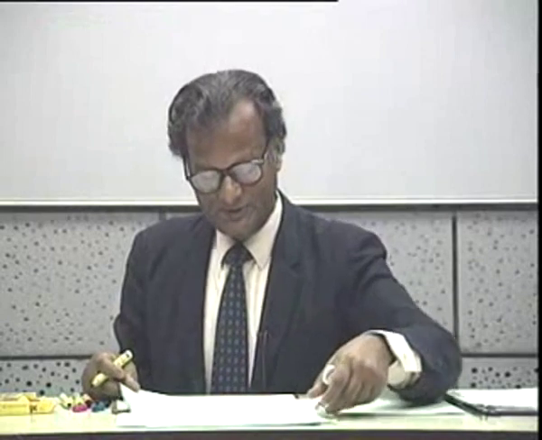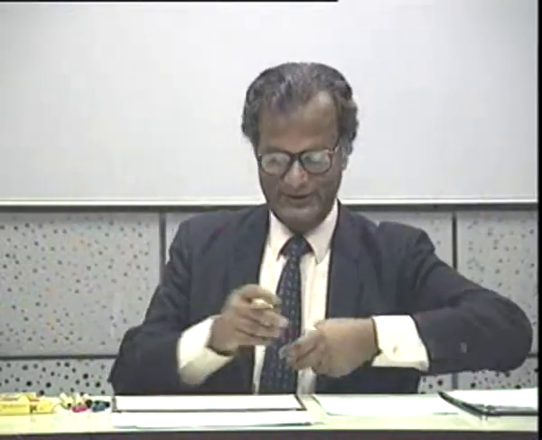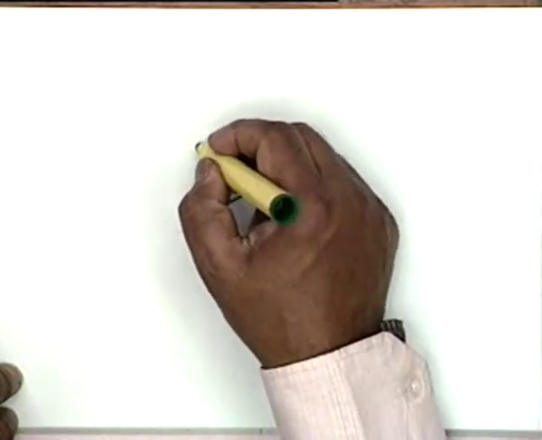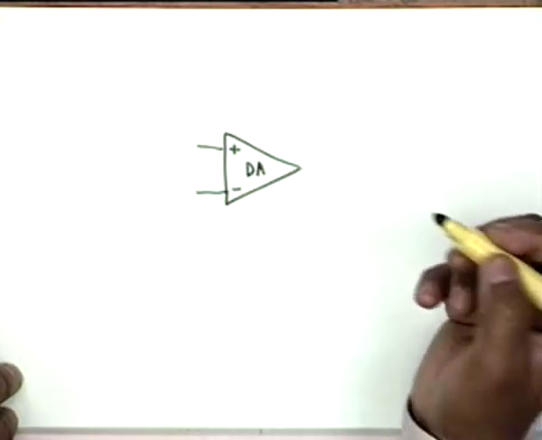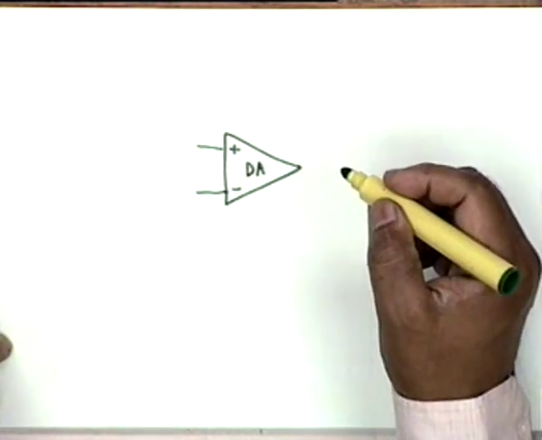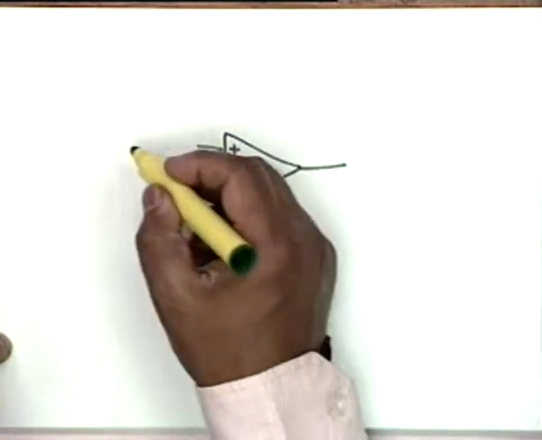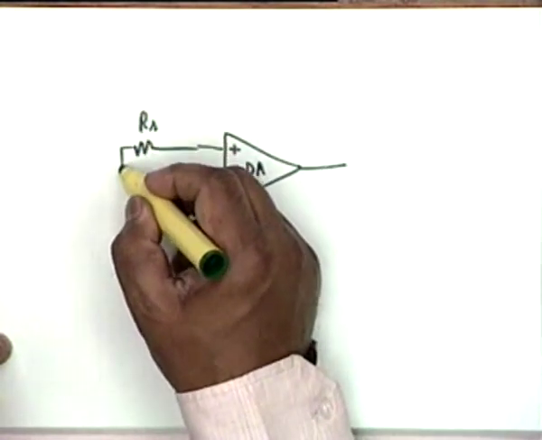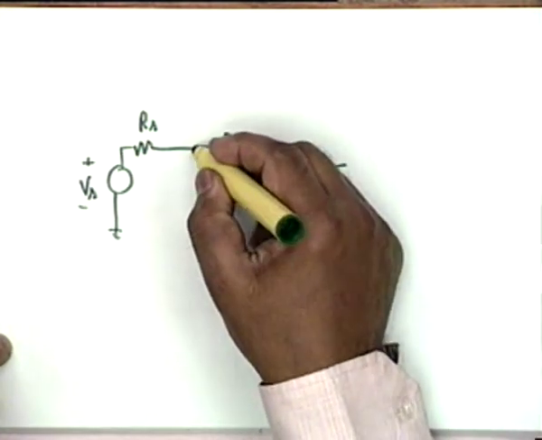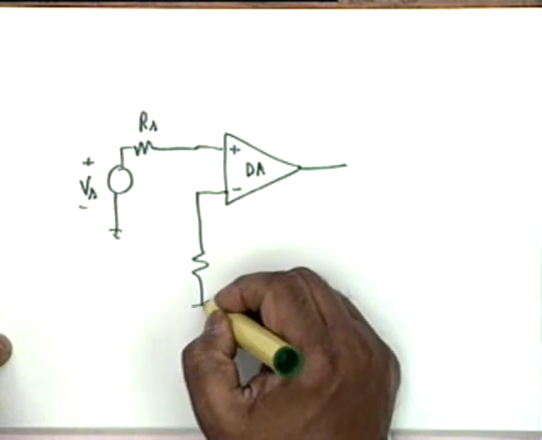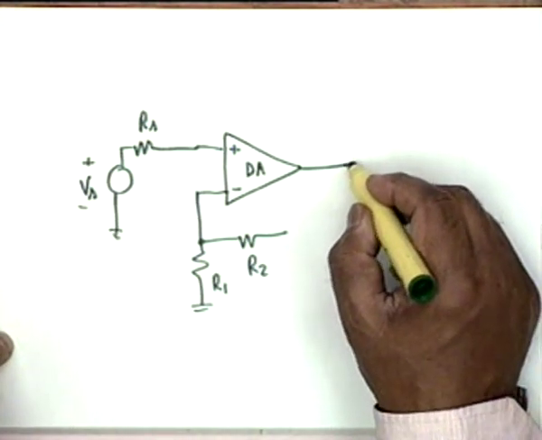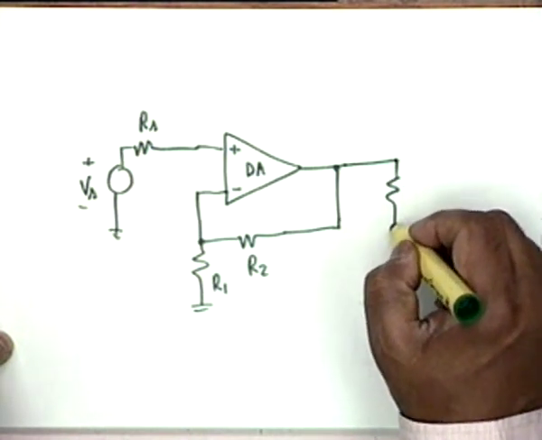Let me take an example, things would be more clear, hopefully. The example is that of a differential amplifier. A differential amplifier, as you know, has two inputs, inverting and non-inverting, corresponding to the two bases of the emitter coupled pair. The input is connected to VS with RS at the non-inverting terminal, and the inverting terminal is connected to a resistance R1 and a resistance R2. Obviously, this is feedback, and the output is connected to a load RL.